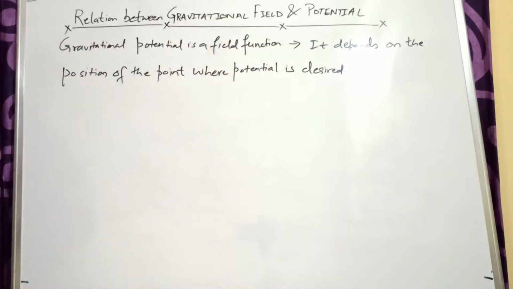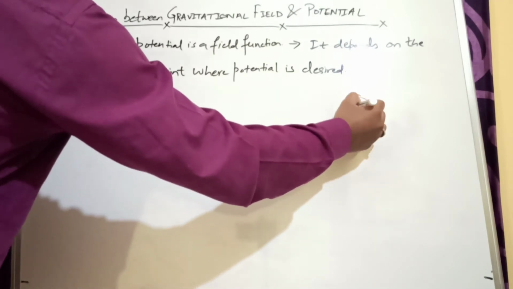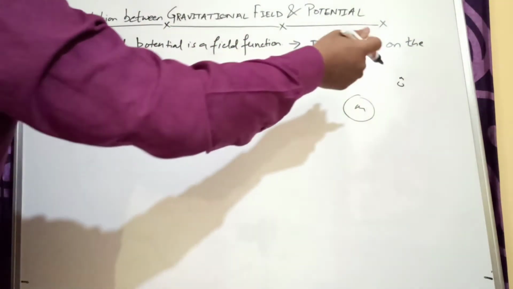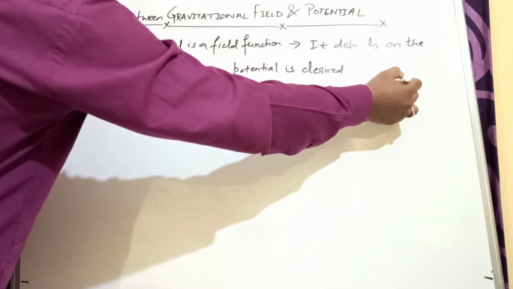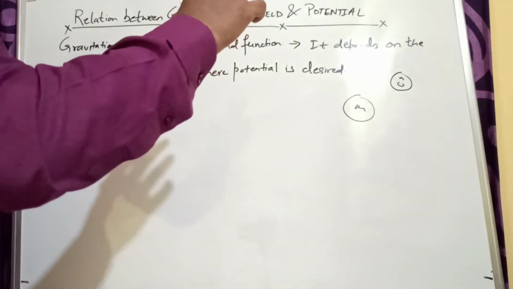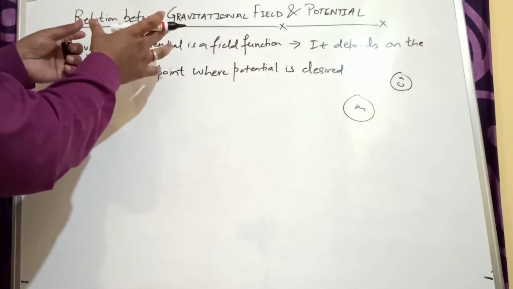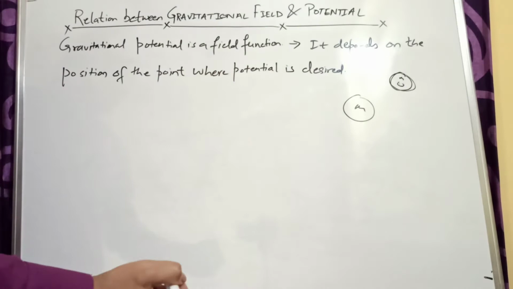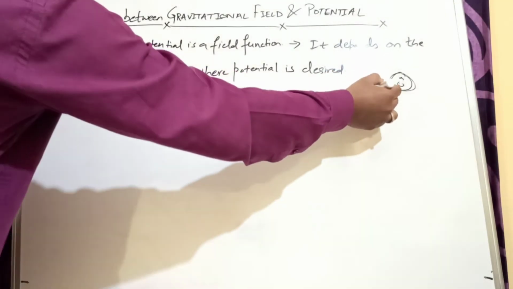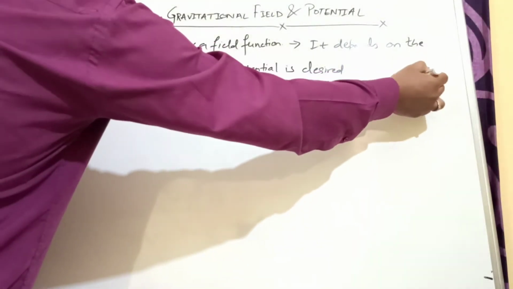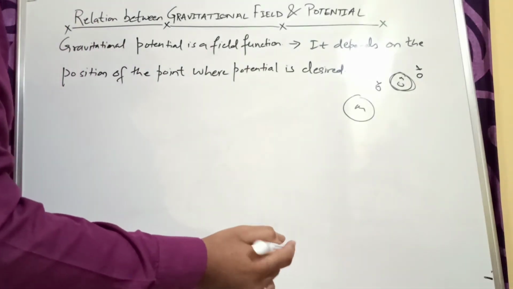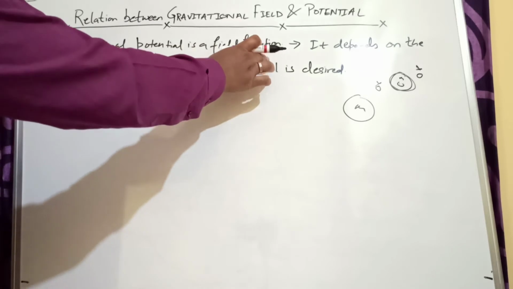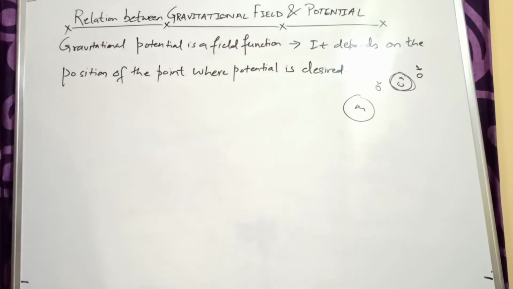Just now I told you that, for example, this is your mass M and this is your small mass m, which we are bringing from infinity to some point. So the value of potential will depend upon the position of this small mass m. If it is here, then the value will be different. If it is here, then the value will be different. That is the thing which is written here: gravitational potential is a field function. Clear? Now, what is the relation?